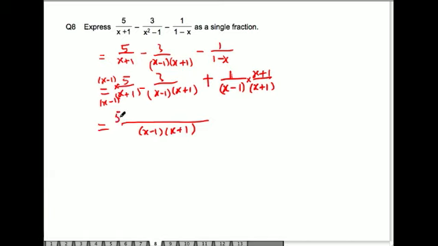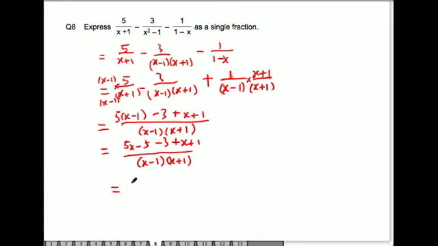And we put all the numerators over the same denominator. And simplifying this, we have 5x minus 5 minus 3 plus x plus 1. Notice that we do not expand out the denominator. We keep it in the factorized form. The result is 5x plus x, 6x, minus 8 plus 1 is minus 7.